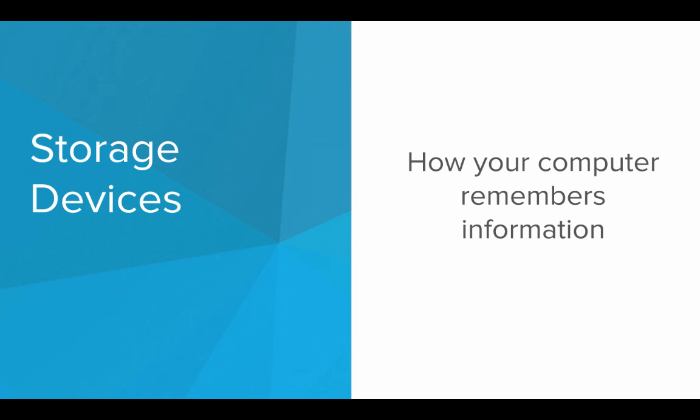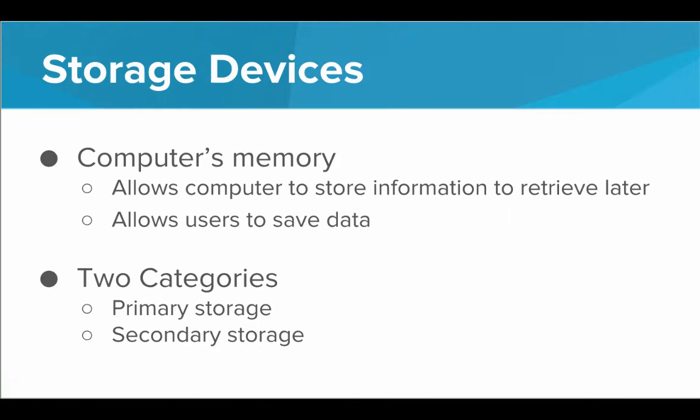Then we have storage devices. So what are storage devices? Well, storage devices are how your computer is able to remember information and store it for later. So storage devices are really the computer's memory. They allow computers to store information to retrieve later, and they allow us users to save data for later. And there's two categories. There's primary storage and secondary storage.